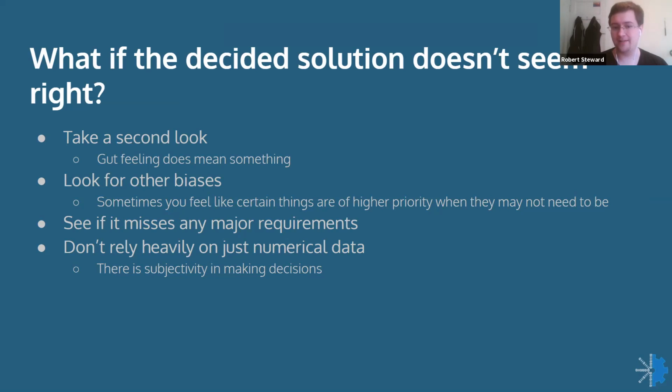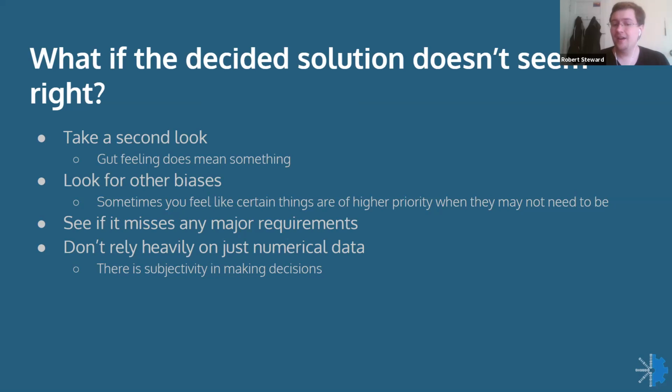Obviously, again, looking for biases, sometimes you may think something is higher priority than it really is. Like, I will probably put more priority towards a mechanical component than a software component. And because of that, I may choose a solution that is really difficult on the software side. That's not necessarily good. And so trying to look at some of those biases and decide if it makes sense the way that you have it is important. Also, make sure that it fits your major need requirements. That may be part of the reason why you don't feel like it makes sense.